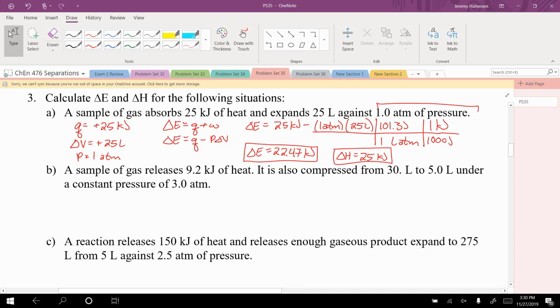Okay. B, a sample of gas releases 9.2 kilojoules of heat, so Q is going to equal negative 9.2 kilojoules. It also is compressed from 30 liters to 5 liters, so my delta V is going to equal 5 liters minus 30 liters, which equals negative 25 liters, and the pressure is 3 atmospheres. Cool, so let's do the exact same thing.